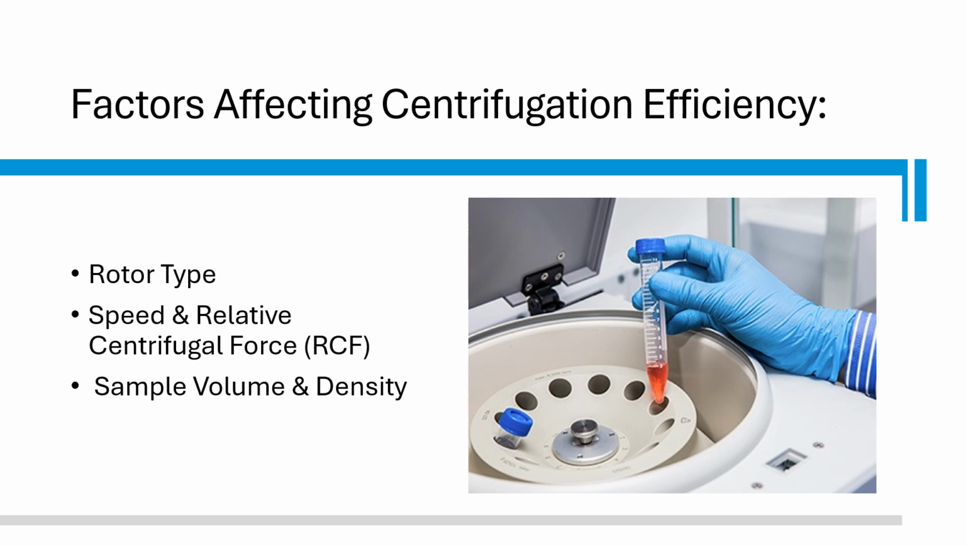Next one is the sample volume and density. Proper balancing and selection of tubes prevent operational issues, right? For example, if you have one sample, then opposite to it you need to put the same mass of sample to balance it, right? Next one is temperature sensitivity. Some biological samples require refrigerated centrifuges to maintain stability. So based on the requirement, the temperature needs to be set in the centrifuge machine, right?